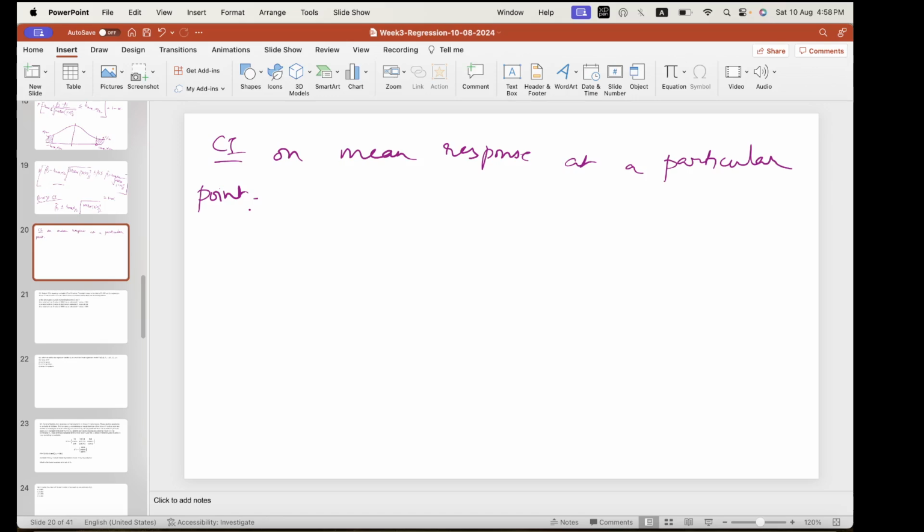Okay. So now let's say that point x is given as 1, x naught 1, x naught 2, up to x naught n. So then the expectation of y given x naught would be x naught prime beta.